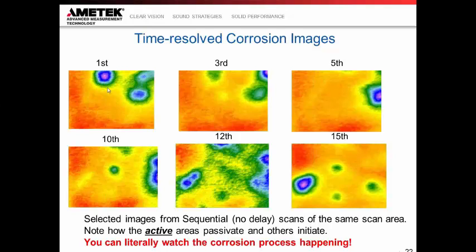But if we look at image number 1, time equals 1 hour, we can see at the top, we can see an intense site, and then at 3 it starts to passivate, and at hour 5 it's functionally completely passivated and gone. And then we can start seeing new corrosion sites on, for example, in the 5th image on the far right, we start seeing that pit starting to form. And so what you can do then is you can see the active areas passivate while others initiate, and you can literally watch the corrosion process happen.